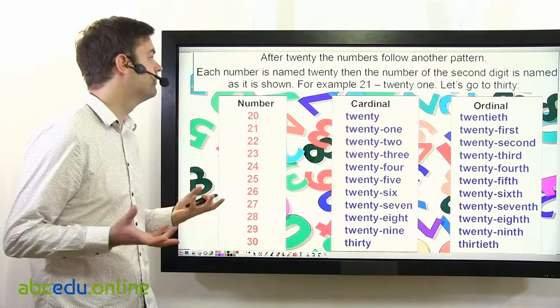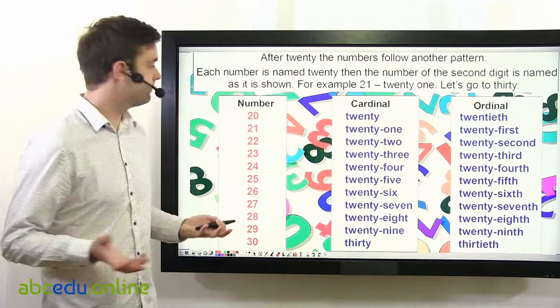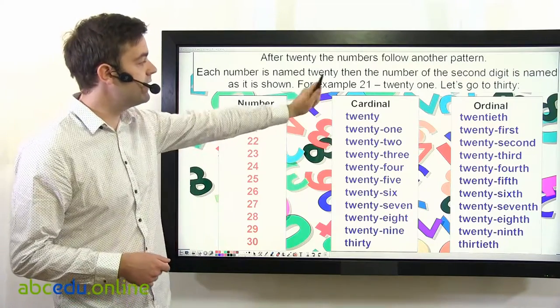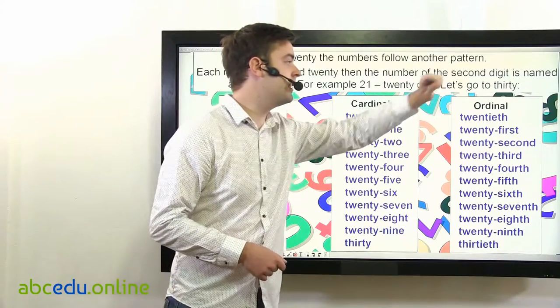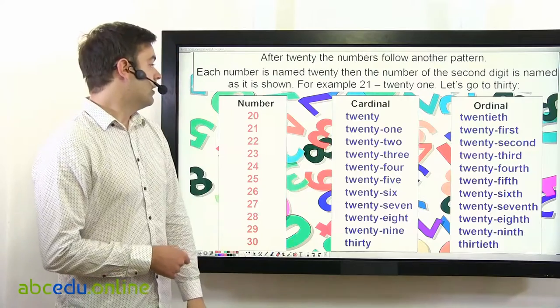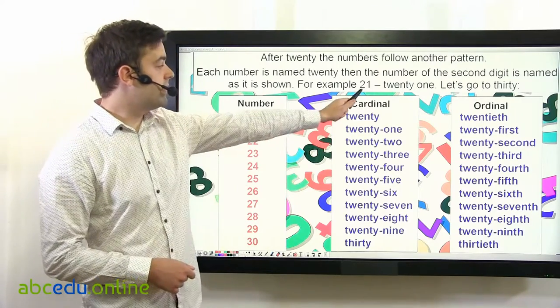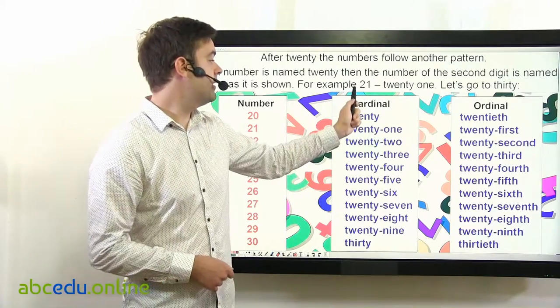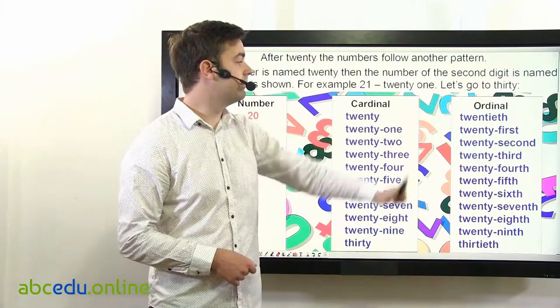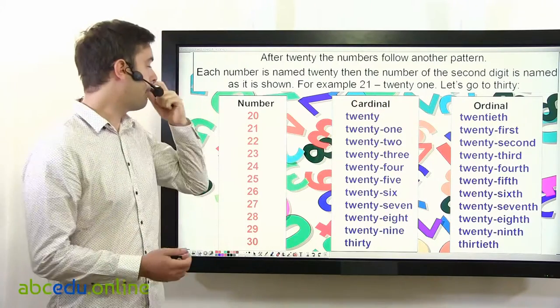So after 20, the numbers follow another pattern. Each number is named 20, and then the number of the second digit is named. So for example, 21. So you've got 20 and 1. 21. Let's go to 30.